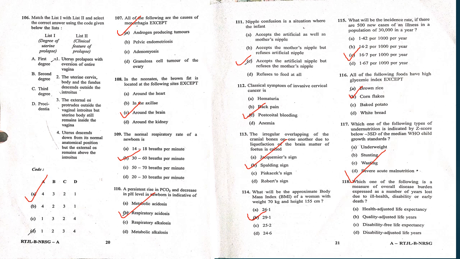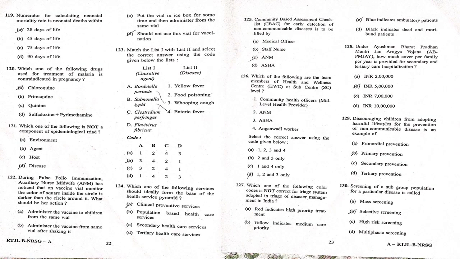118, which one of the following is a measure of overall disease burden expressed as a number of years lost due to ill health, disability and early death? এটা option D, disability adjusted life year. এবার 119, numerator for calculating neonatal mortality rate, এটা 28 days, option A.